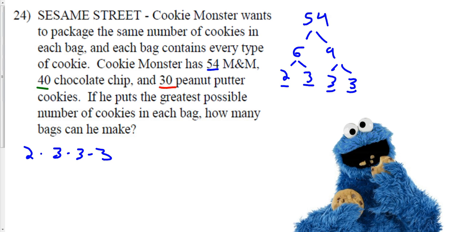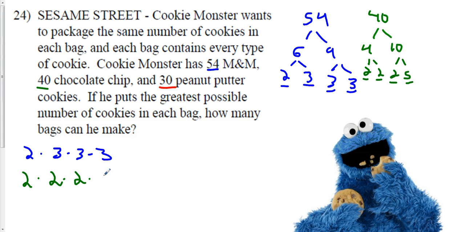Okay, let's look at 40 then. 40 we can break into 4 times 10. Neither of those are prime because 4 we can break into 2 times 2. Those are both prime. 10 we can break into 2 times 5. Those are both prime. So that's the smallest way to break down 40. 2 times 2 times 2 times 5.